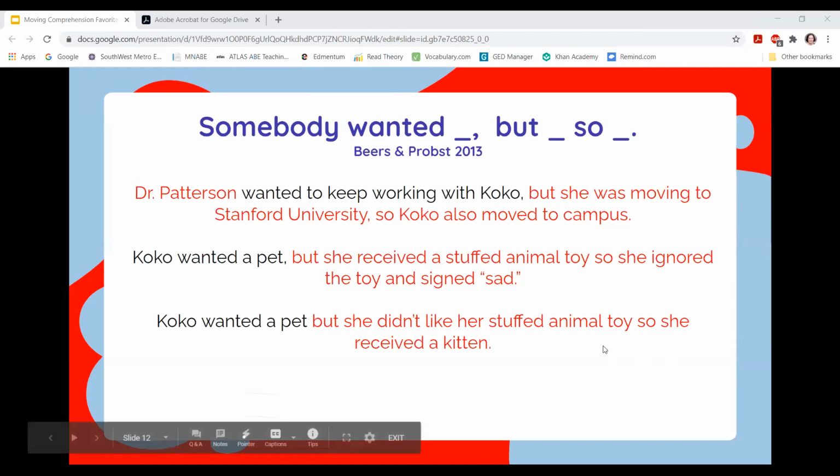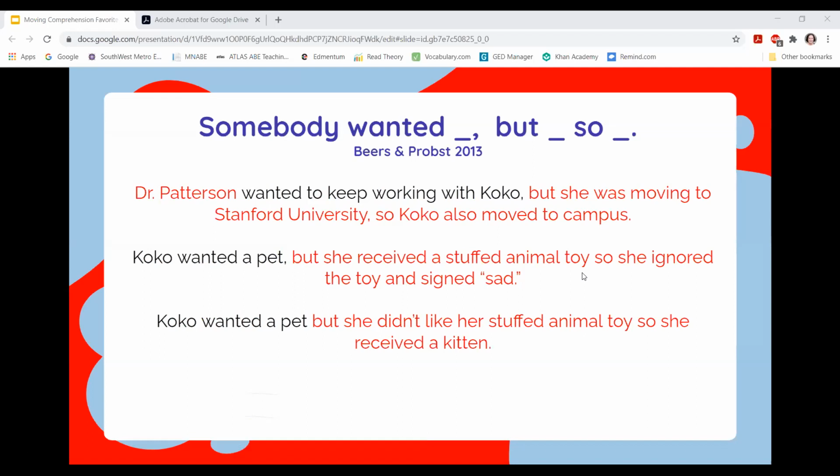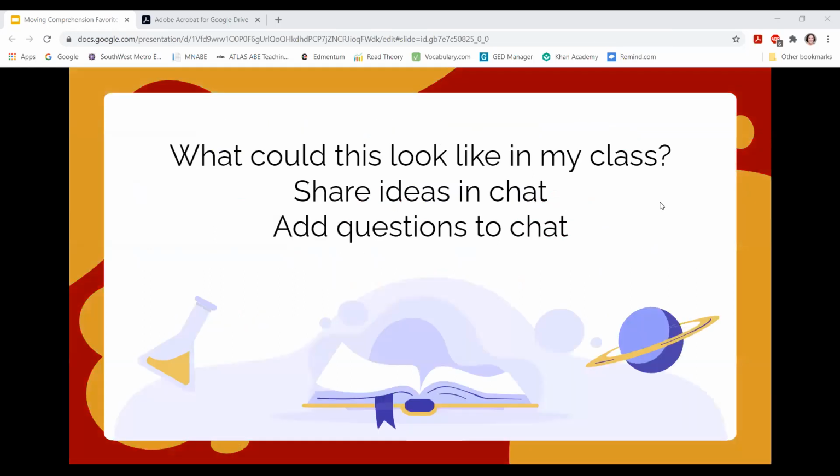Okay, so I think the point I want to get here is the goal of this activity is not obviously to match a duplicate to maybe a teacher's key, but there's many different ways that a person could accurately complete that sentence. Okay, so we have another opportunity here for you to jot down ideas. What could this look like in my class? Or you can chat questions or clarifications for me here.